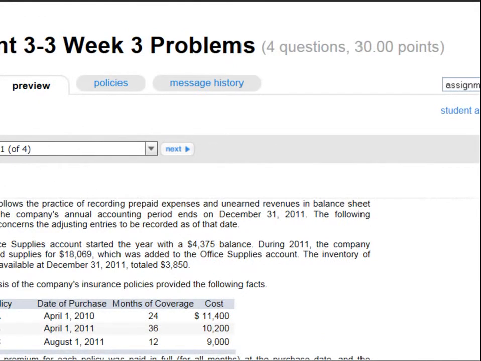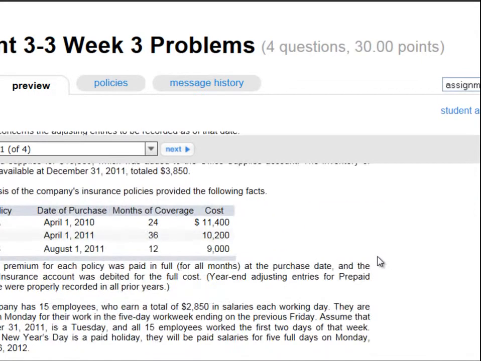If we read through this, it says Meyer Company follows the practice of recording prepaid expenses and unearned revenues in balance sheet accounts. Now the good news is that's what we've been doing throughout this chapter. It means that we're going to record them as an asset for prepaid expenses and a liability for unearned revenues. The end of the period is December 31st, and here's the information based on the adjusting entries we need as of that date. So we're going to see quite a few pieces of information here.